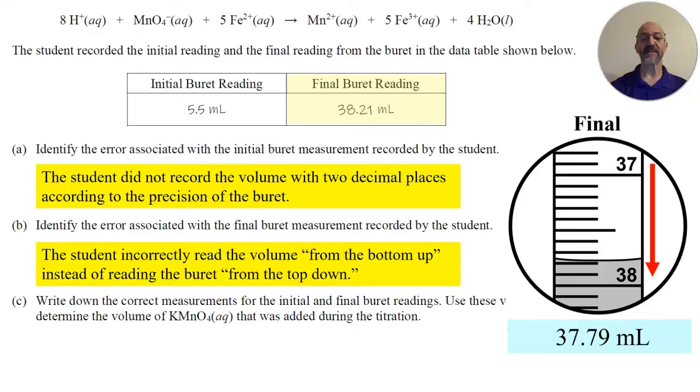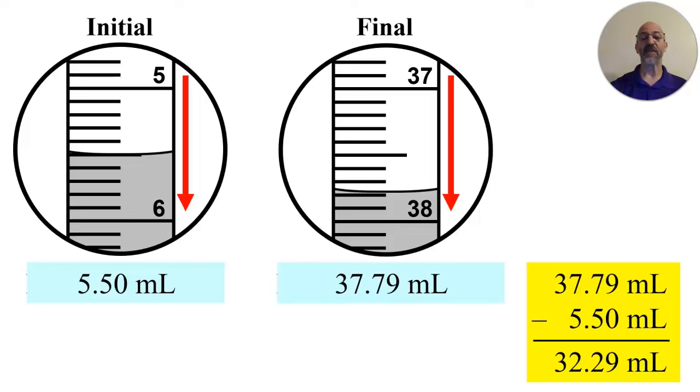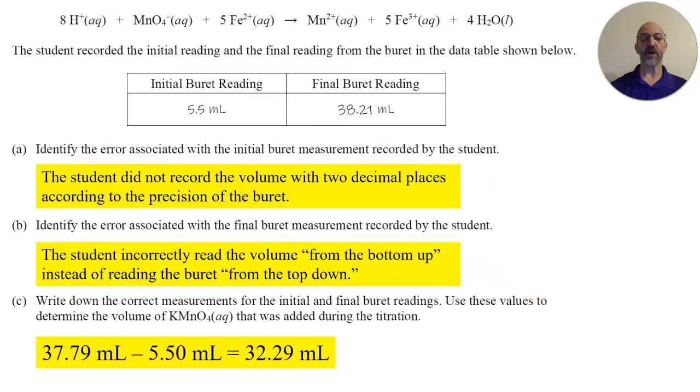And now in Part C, it says write down the correct measurements for the initial and final burette readings. So it's going to be 5.50, 37.79, and now the difference between the final and the initial, this will tell us how much of that potassium permanganate solution was added from the burette. And so that difference is 32.29. So Part C, we've written down the correct measurements for the initial and the final burette readings, and we used these values to determine the volume of the potassium permanganate solution that was added during the titration.